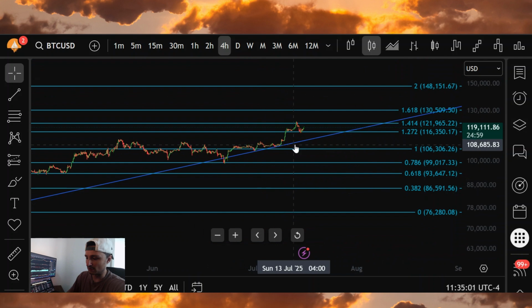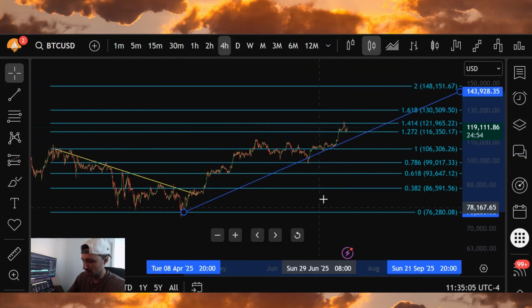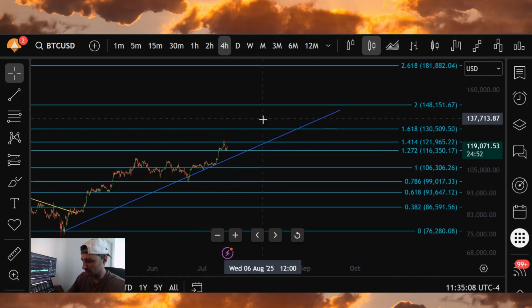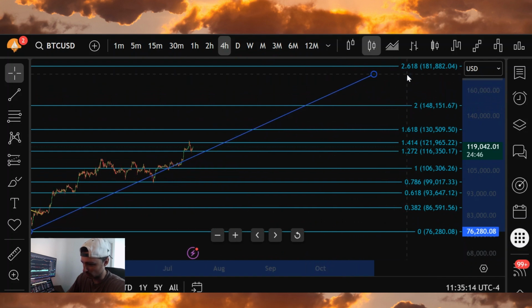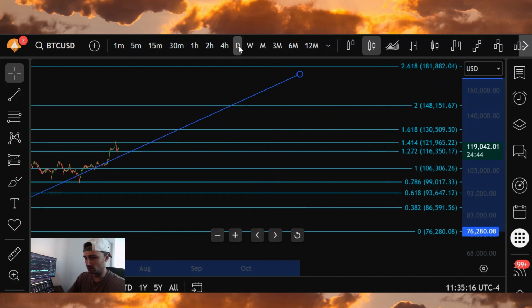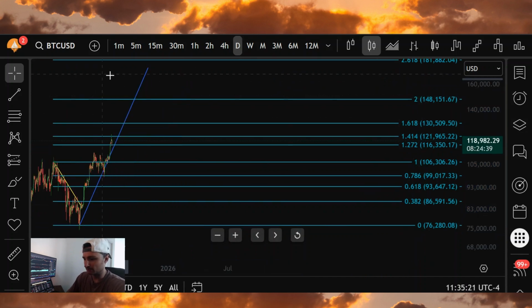But again, if we cannot hold onto this trend line, right? So now we can zoom out. If we cannot hold onto this blue trend line, right? So let's extend this out as a forecast. And let's say if we get there, right, to the 261, we have to do it on this trend. So let's zoom back out onto the daily. And let's see if that's even possible.